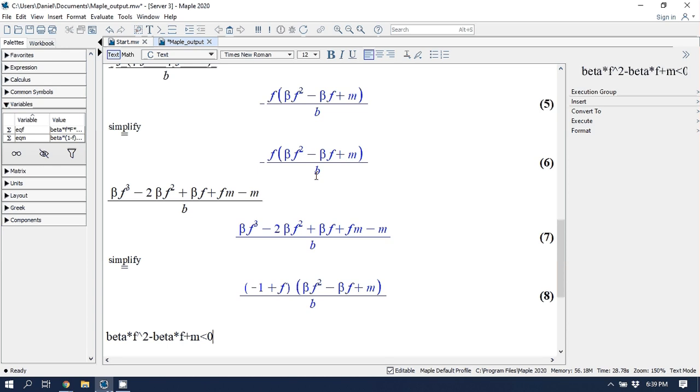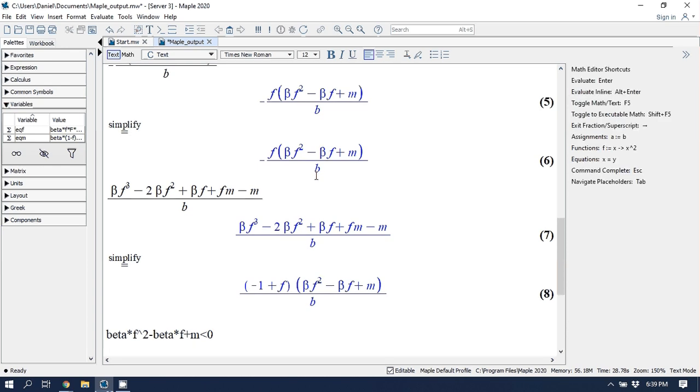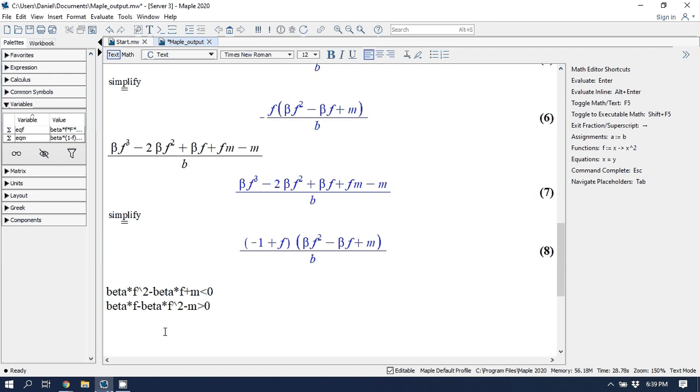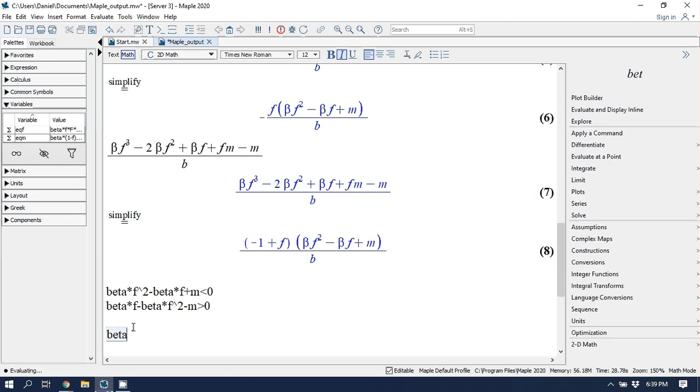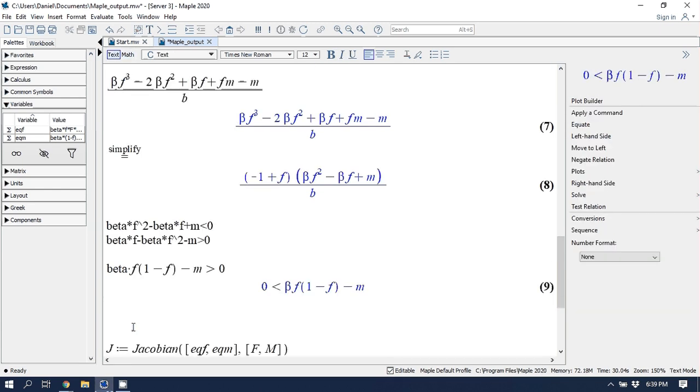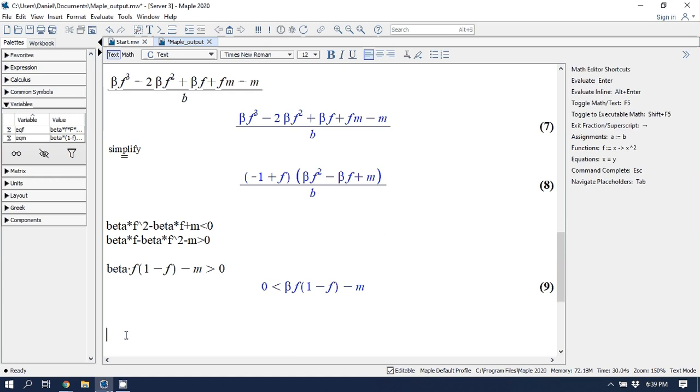And you can maybe rearrange the terms on the right hand side. So if I move everything to the right hand side, that's beta times f minus beta times f squared minus m greater than 0. And actually you can interpret this biologically. It's easier to see if I write it in the math mode. If you pull out beta f, you have f times 1 minus f minus m greater than 0. So anyway, Maple decides to flip it around again, but this will be the condition for the existence of the equilibrium in the biological domain. In other words, the condition for a positive equilibrium point.